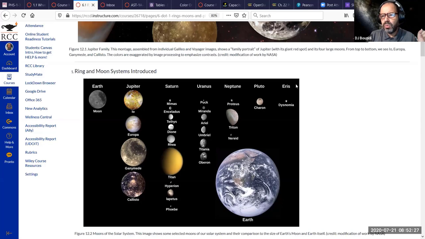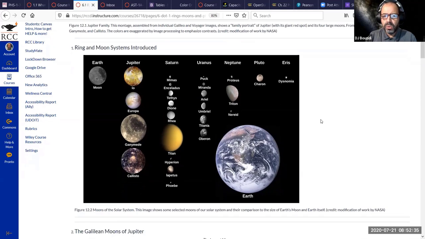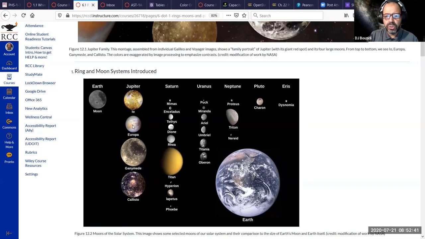Eris, which is another dwarf planet, actually also has its own moon, Dysnomia. So these are some of the moons in terms of their names and features. Of course, they have a lot of geology. These are listed from closer to further from Jupiter.